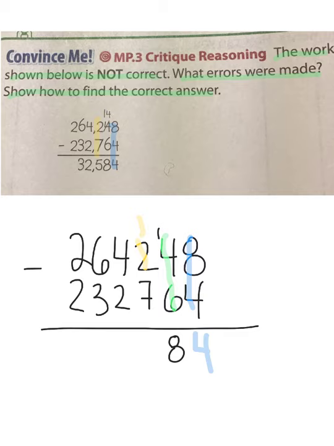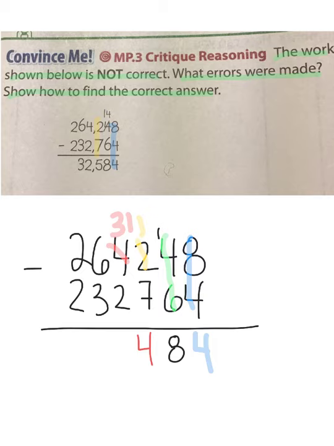Now, let's go into our hundreds place. Can we take 7 from 1? No, we cannot. Since we cannot take 7 from 1, we need to borrow from the thousands place. We're going to cross off our 4 and make it a 3. And then add the 1 back on to the hundreds place. Now we can take 11 minus 7, which is 4.